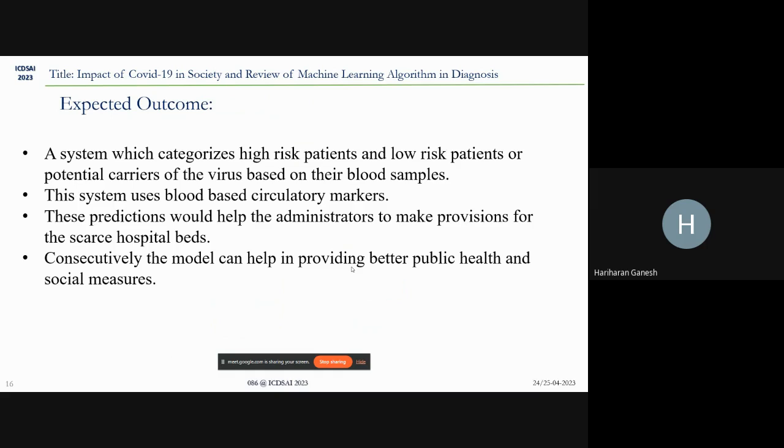Our expected outcome is a system which categorizes high-risk patients and low-risk patients, or maybe even potential carriers of the virus, because we might not know and we need to be ready for anything, because there could be a sudden rise in cases due to any other external factor. The system also uses blood-based circulatory markers, and these predictions will help the administrators in the hospital to make provisions for the scarcity of hospital beds. Consequently, the model can help in providing better public health and social measures.